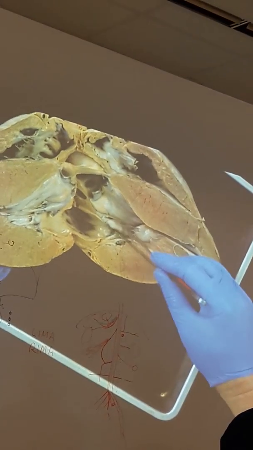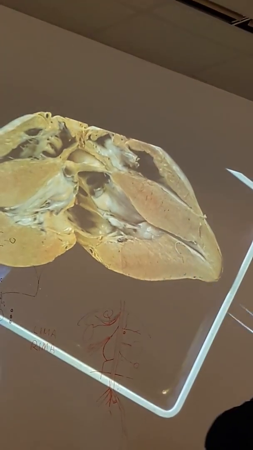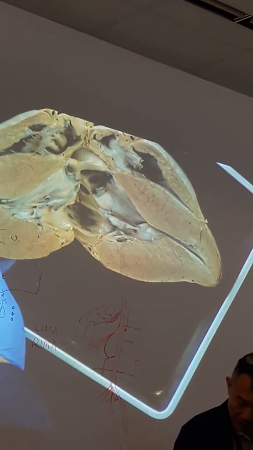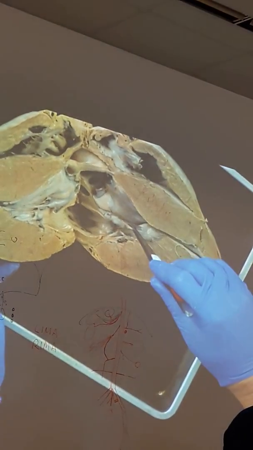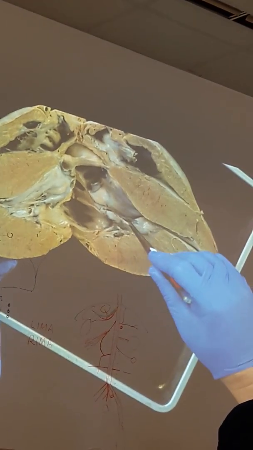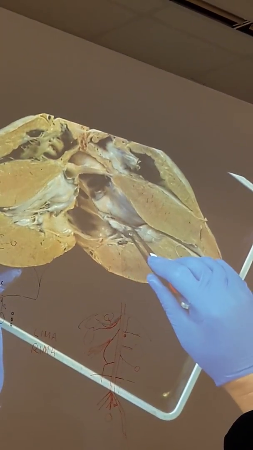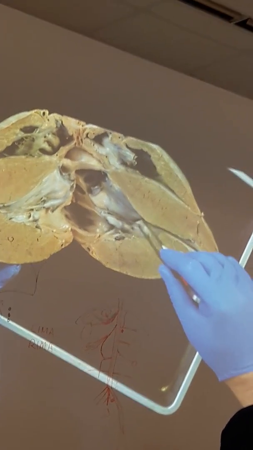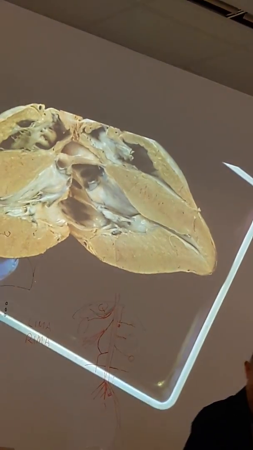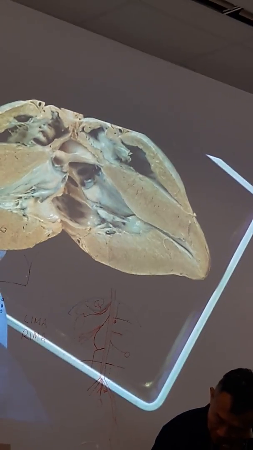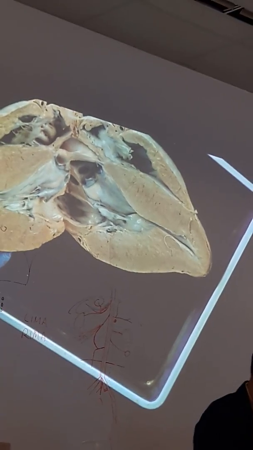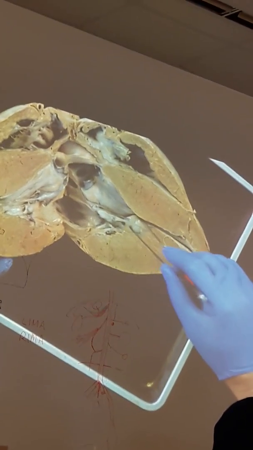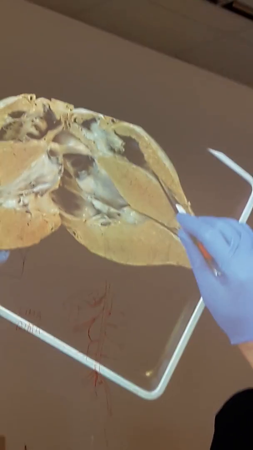It's also called the bicuspid, right? Okay. Chordae tendineae. This is a chordae tendineae. Okay. Hook the cuspid valve with the papillary muscle. Okay. Chordae tendineae. Papillary muscle over here. Okay. Below the finger leg, right? That's papillary muscle.